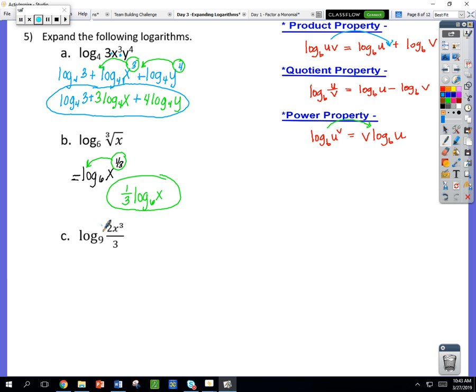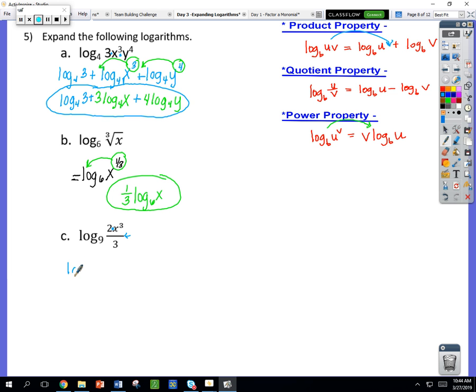Again, on the next one, I need to pull apart what operations are happening. So I have a 2 and an x to the third, and there's multiplication here. So I have a log for the 2 and a log for the x to the third. And then that whole thing is being divided by 3. So I should have another log for that operation.